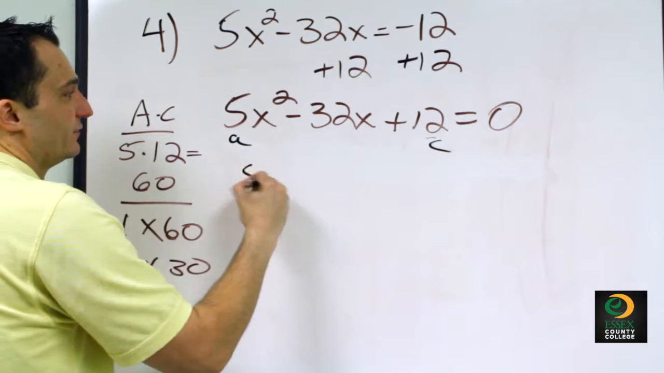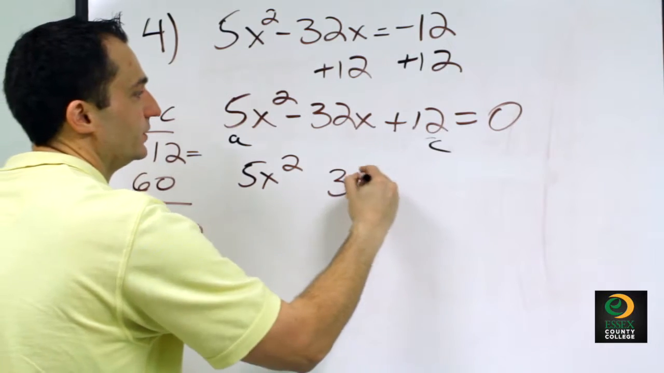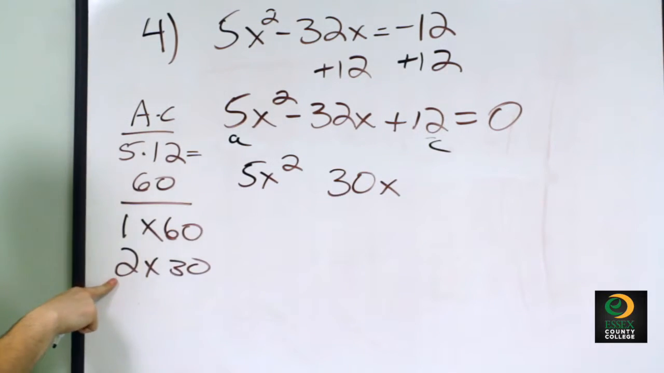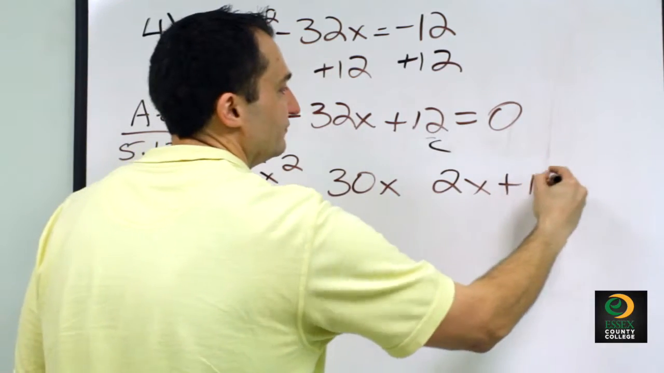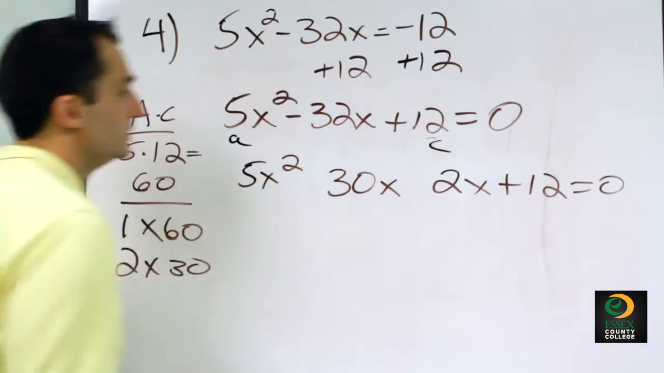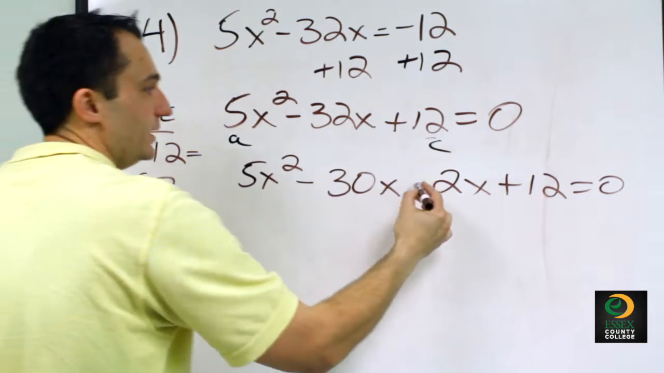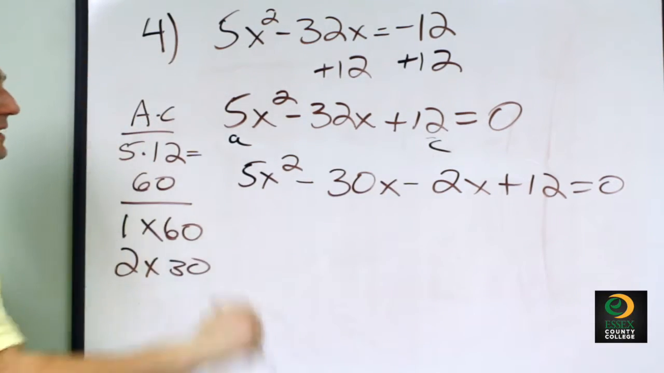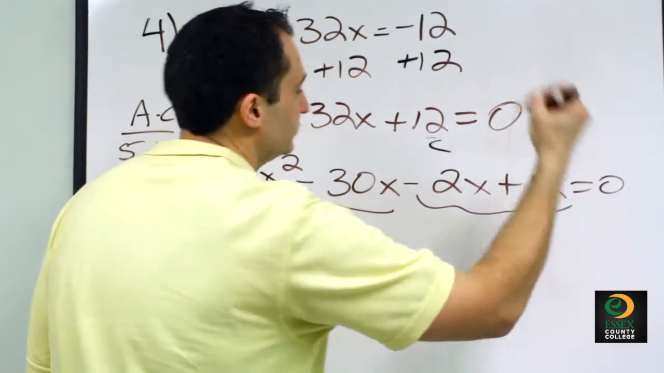Now we're going to rewrite our 5x squared. You always put the bigger number next, 30x. Then we're going to put our smaller number of 2x plus our 12 is equal to 0. And now we want a negative 32, so we're going to minus 30 and minus our 2. Now since we have 4 terms, we can factor by grouping.